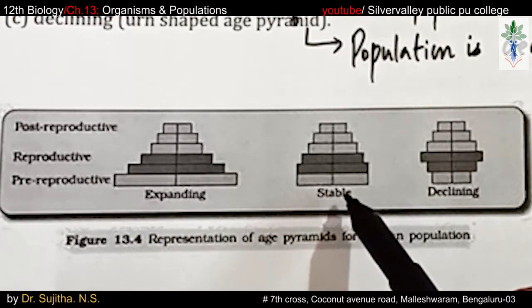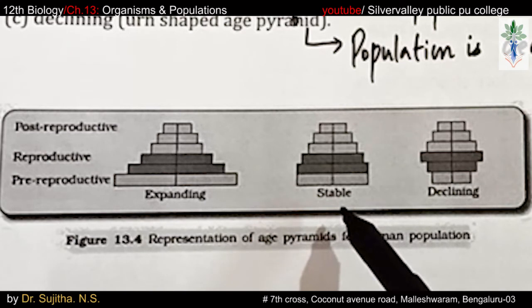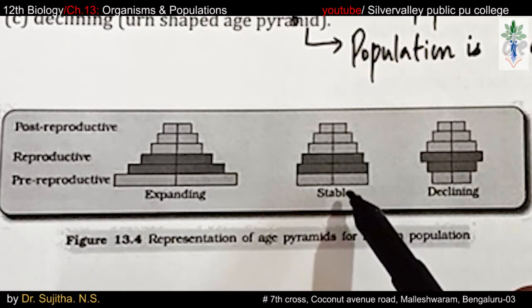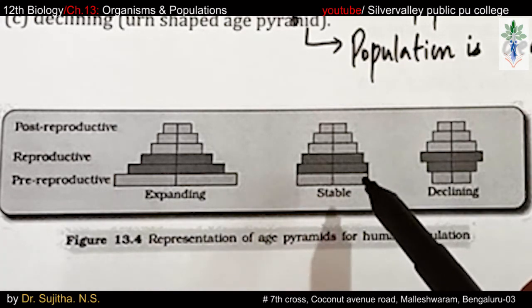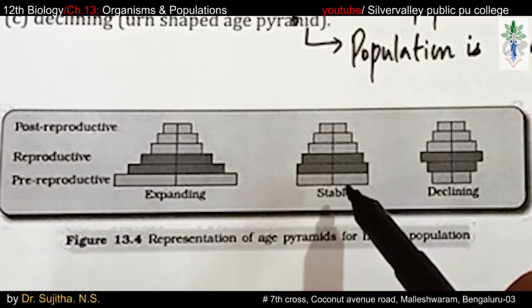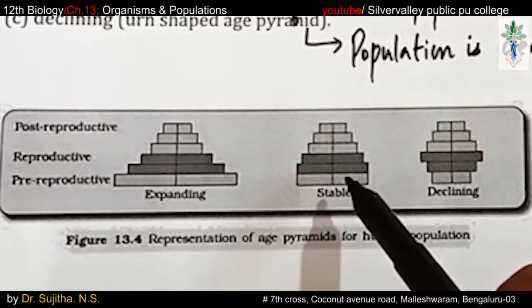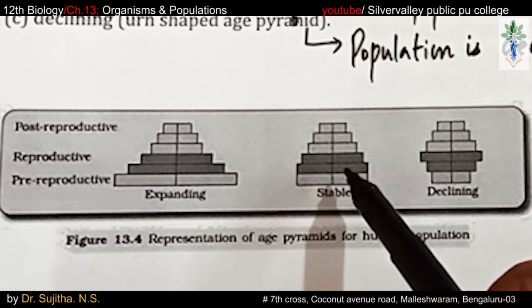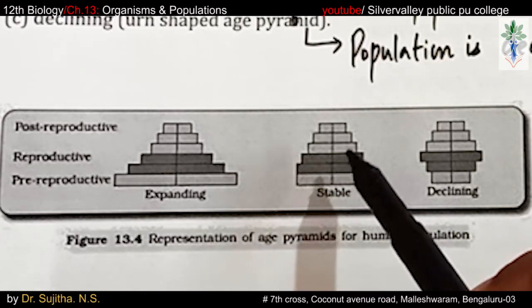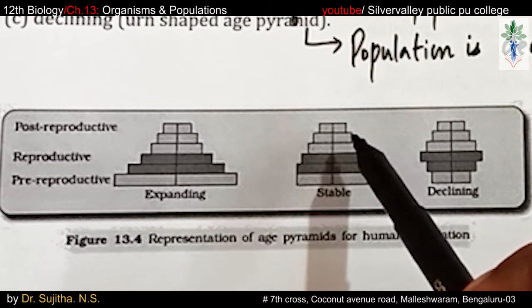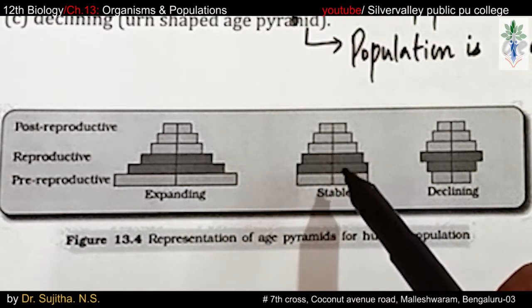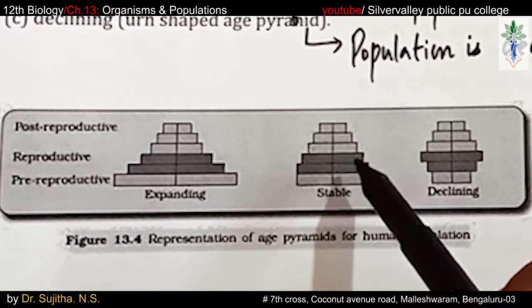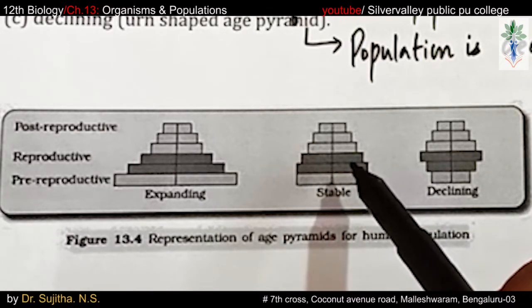Next one is the stable age population. With respect to this stable human population, the shape is bell-shaped. Here the number of pre-reproductive and reproductive individuals is almost equal. Post-reproductive individuals are comparatively less in number. Here the population size remains stable. It is neither growing nor diminishing.